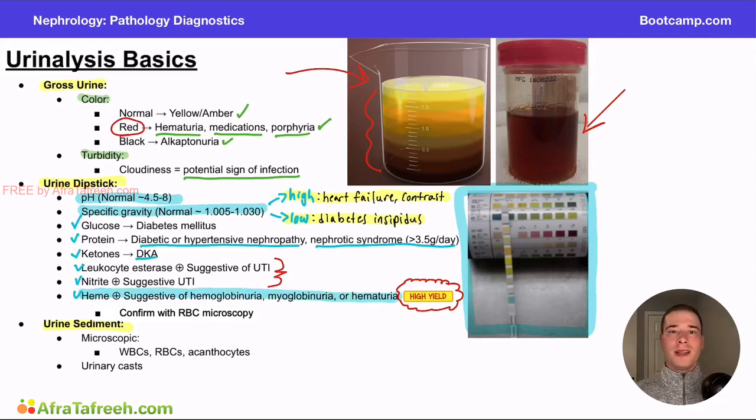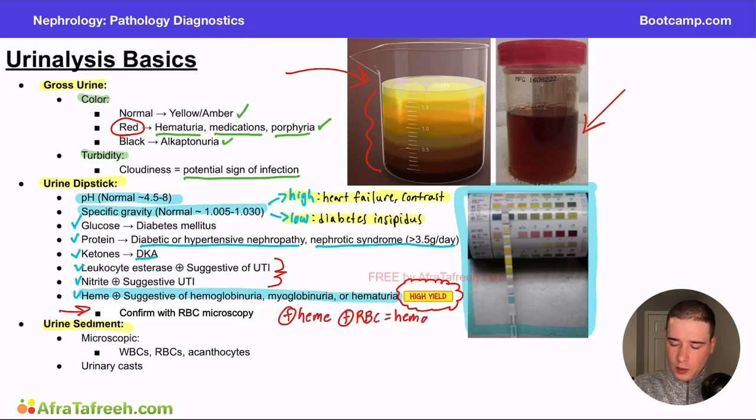The tricky part is that when students see a positive heme, they automatically think of red blood cells. There must be blood in the urine, but that's not necessarily true. This could be myoglobinuria or hemoglobinuria. So the only way to confirm that this patient actually has blood in the urine is to confirm with microscopy. So put another way, a patient sample that has positive heme plus positive red blood cells under a microscope equals hematuria, or red blood cells in the urine.